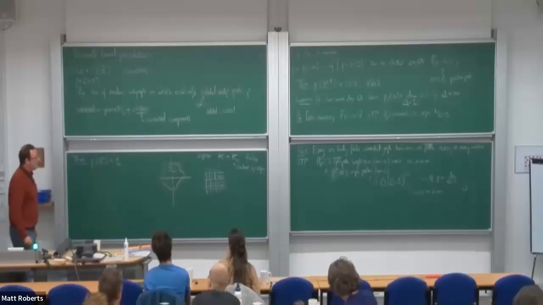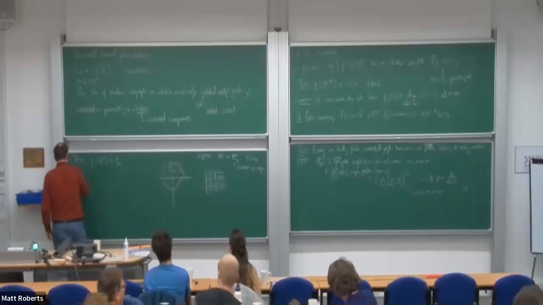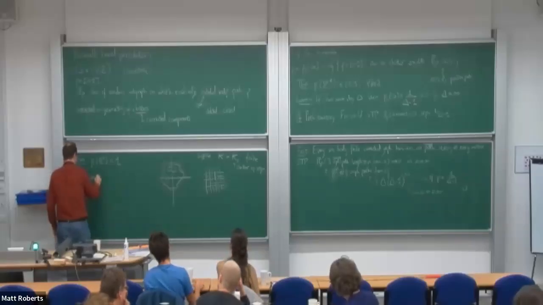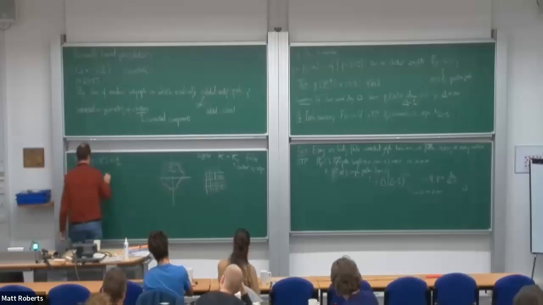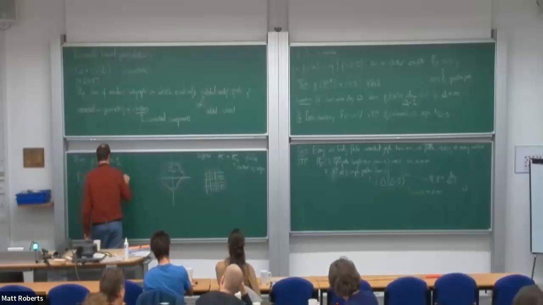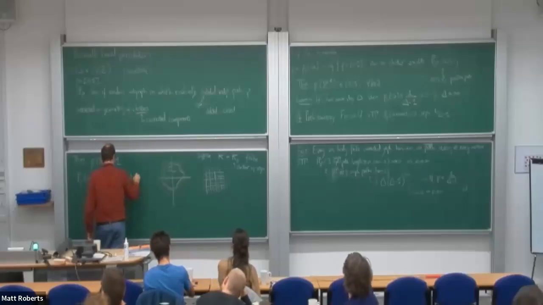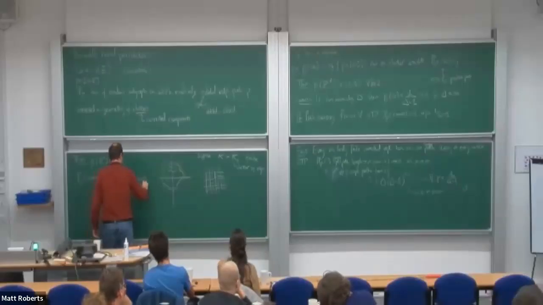Okay? So what we can do is bound the probability that the origin is not connected to infinity, meaning it's in a finite cluster, by the expected number of closed circuits surrounding the origin.